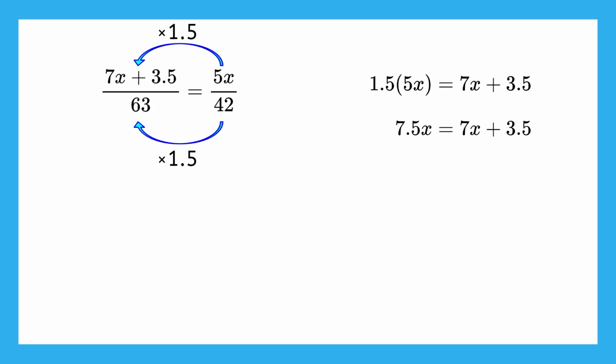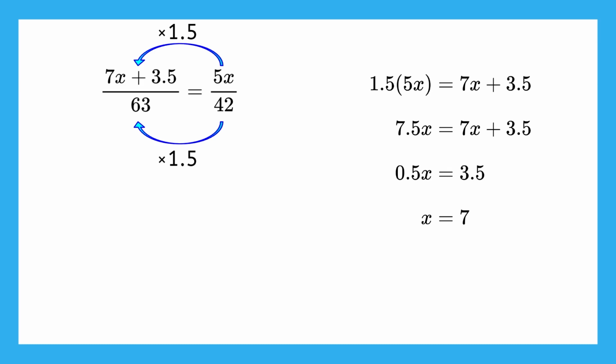1.5 times 5x gives us 7.5x. Then we can subtract 7x from both sides, and either multiply by 2 or divide by 0.5 to get that 1x is equal to 7. You're probably wondering what you should do if you didn't notice that pattern. Let's talk about that now.